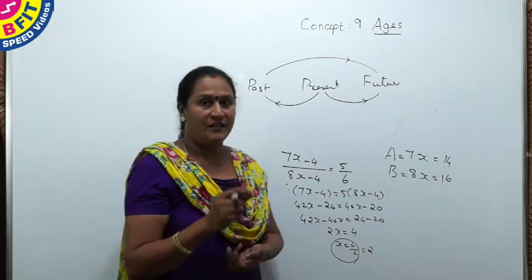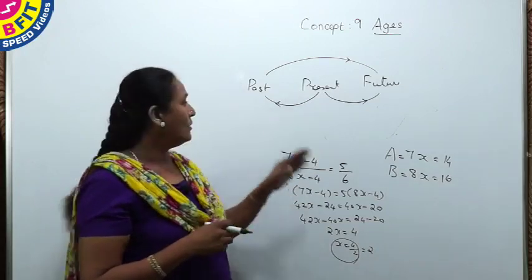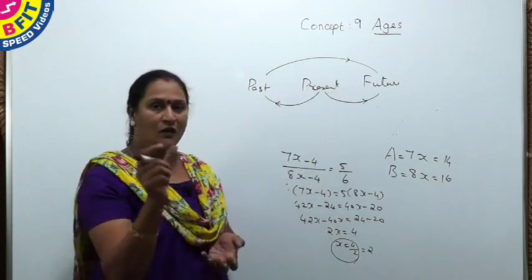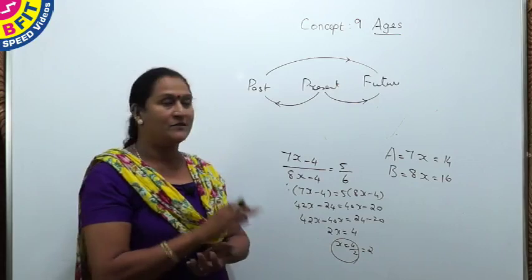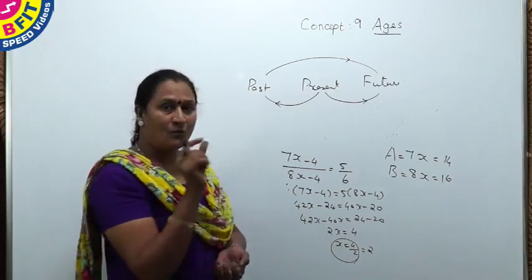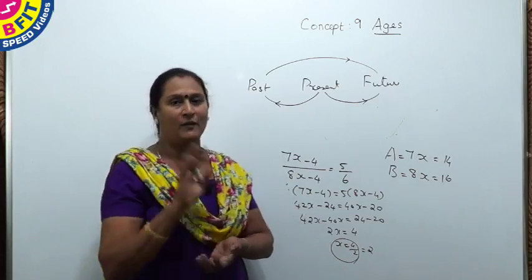So at least we need 2 ratios to work out: present and past, present and future, or past and future. If only one ratio is there, then the answer will be cannot be determined. So some questions will end up with only one ratio. There, instead of working, you can go for direct cannot be determined.